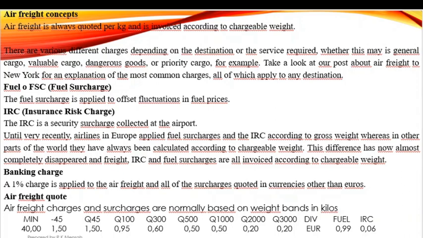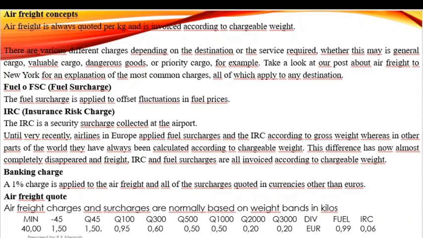So you have insurance risk charge. If the port you are going to has something like a bomb or explosives that happen, let's get insurance as part of the freight. So we have all these charges. That's the fuel surcharge. The fuel surcharge, as I said, is applied to offset fluctuations in fuel prices. Then the security surcharge at the airport. Now, the air freight quotation, the air freight charges and surcharges are normally based on weight, in kilos. So we have this range.